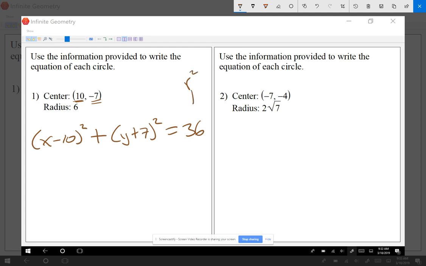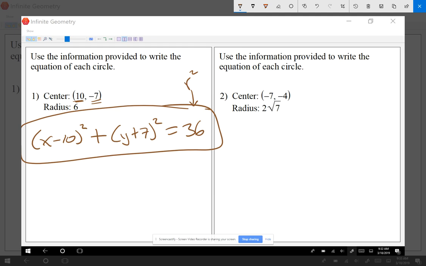The 36 because it's radius squared, right? The radius is 6. 6 squared gives me 36. That's it. That's my equation of my circle. Inside the parentheses, I switch the sign on the x and the y value. And then at the end, this is equal to radius squared.